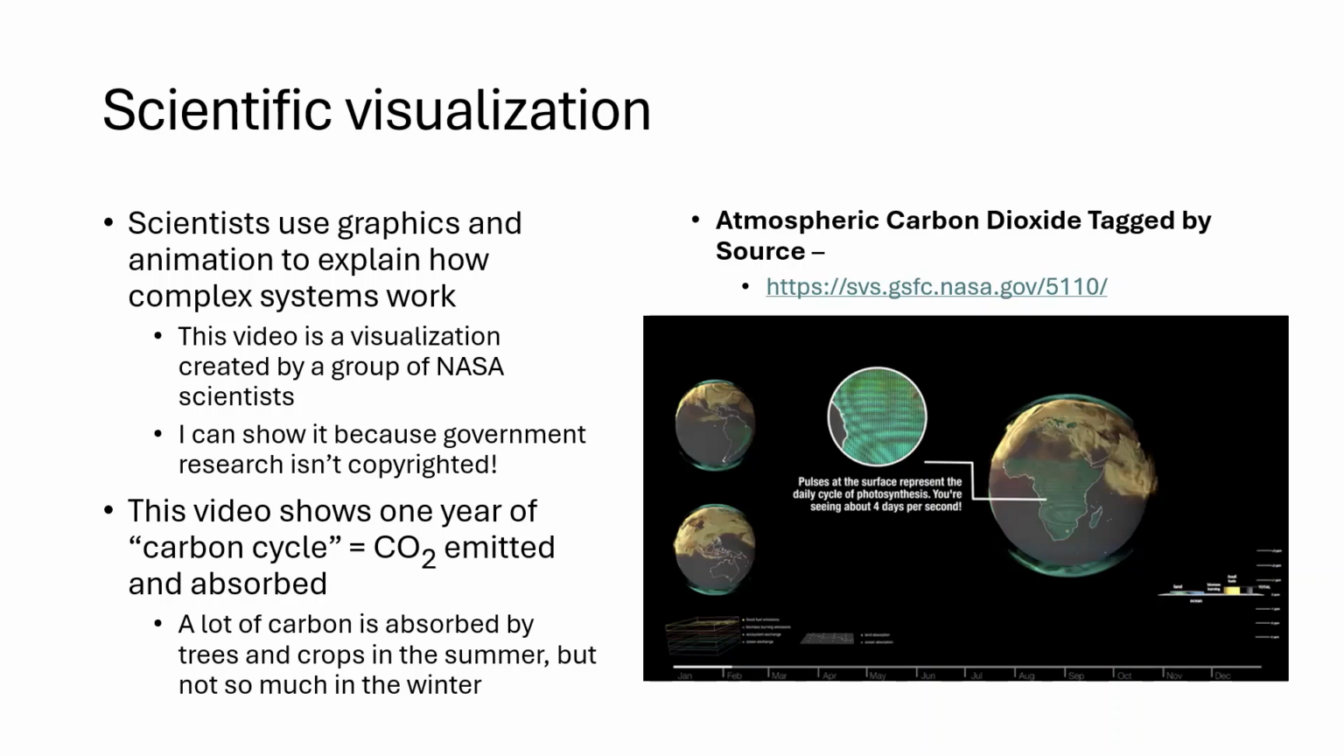I can show this video because it's government research and isn't copyrighted. So the video shows 1 year of the carbon cycle, the CO2 emitted and absorbed by the Earth, right? In kind of a model, but it's all in fast motion. What we'll see is a lot of carbon is absorbed by trees and crops in the summer, but not so much in the winter. And that's when extra carbon dioxide actually starts showing up in the atmosphere. All right. So let's take a look at the video.